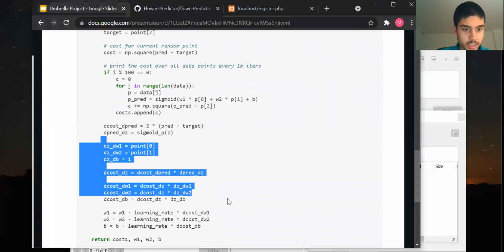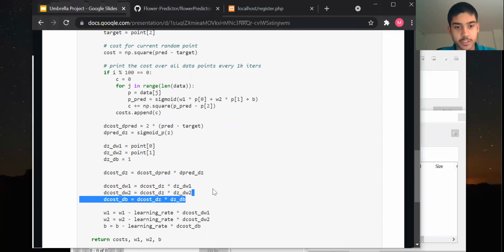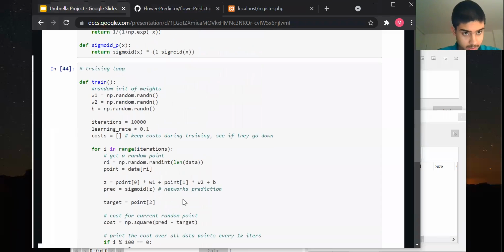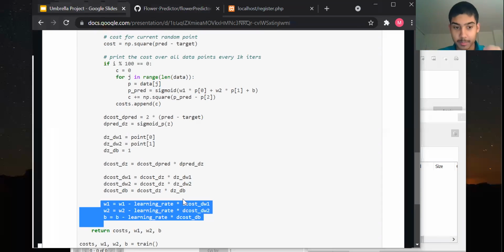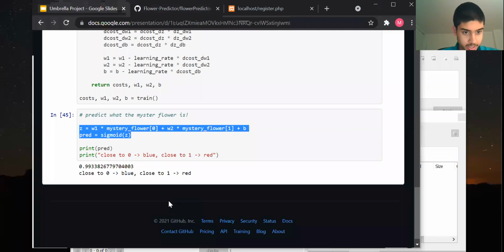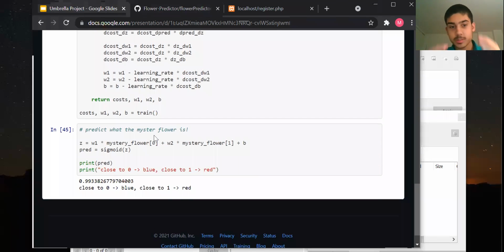So this right here is all just applying the chain rule, in order to basically decrease the cost. We want to find the minimum of the function. In order to find the minimum of the function, we have to take the partial derivatives, and then we just multiply it times the learning rate, and then adjust the weights and biases this way. And so after doing this 10,000 times, the weights and biases will get better and better until they're almost perfect. And then we can predict it, and at this point we have a perfect weight and a perfect bias.